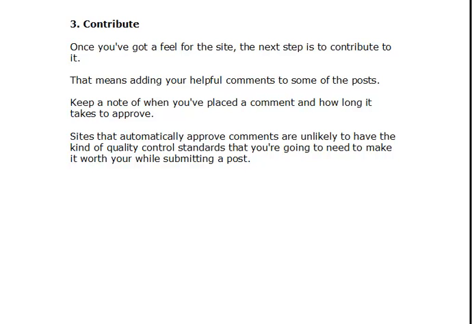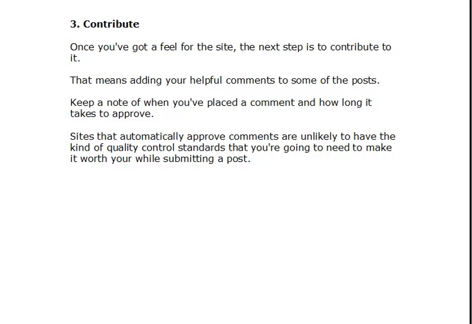Once you've done that for a while, start contributing. So once you've got a feel for the site, the next step is to contribute to it, and that means adding your helpful comments to some of the posts, not just "yeah, right" or rubbish like that. Something that actually helps, shows that you've read the article or the post, and shows that you've got an opinion. And keep a note of when you've placed a comment and how long it takes to get it approved.